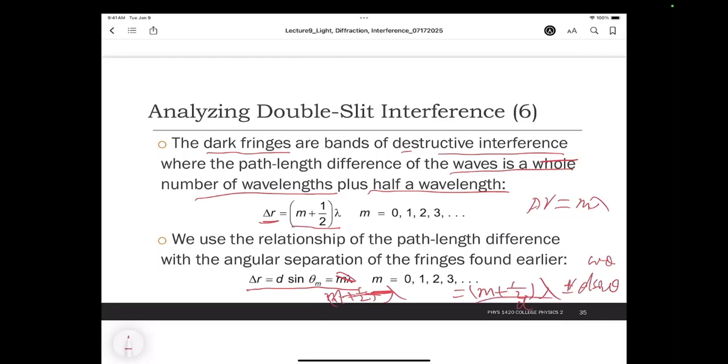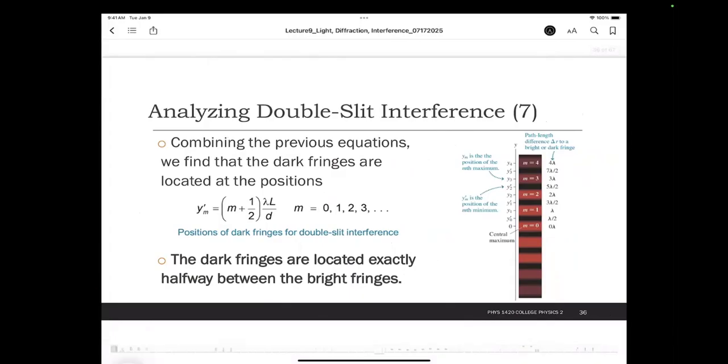Then using the same process, we combine the previous equations. We found that the dark fringes are located at the position (m + 1/2) lambda L divided by d. Yeah, this is for the dark fringe. And for the bright fringe, it is just m. Here, we just replace this one with m. Does it make sense to you?